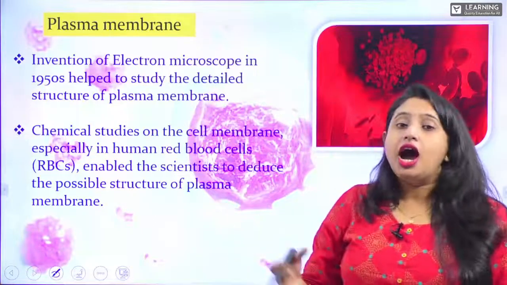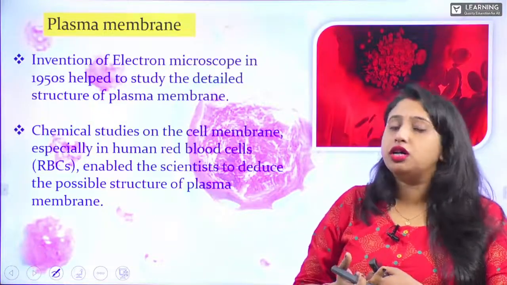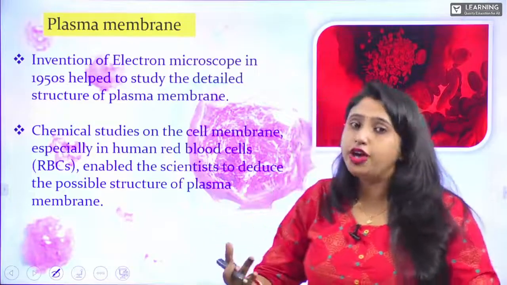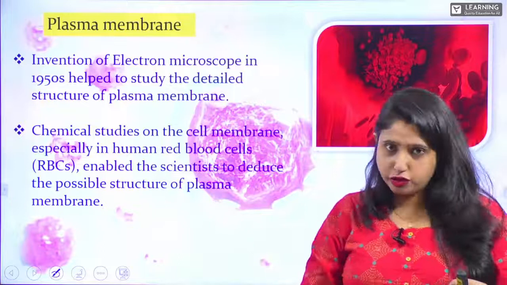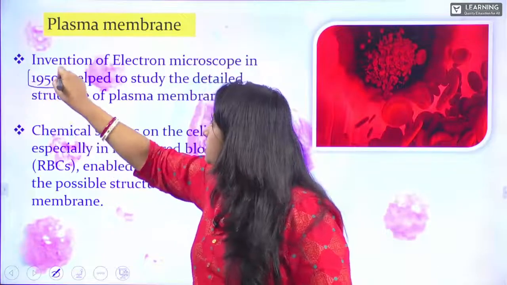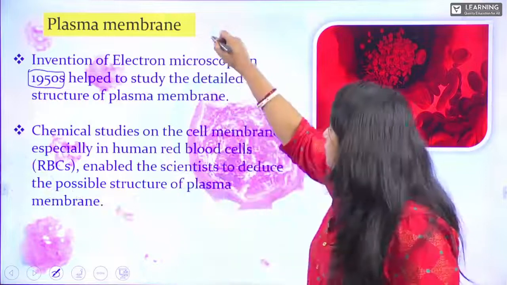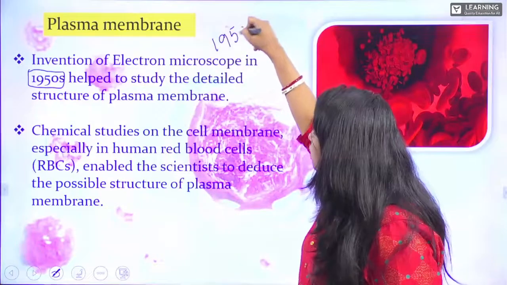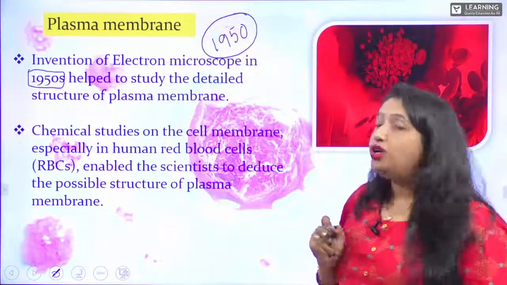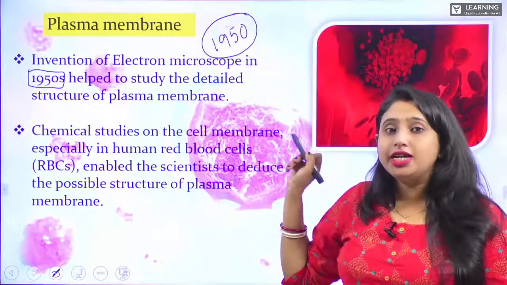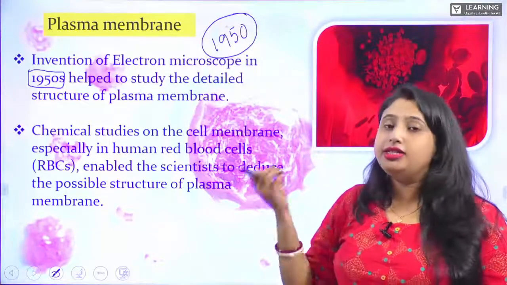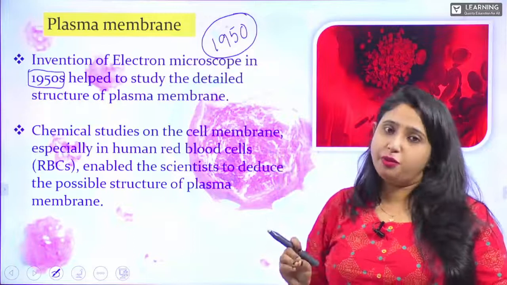So next, how was this plasma membrane discovered? As I said, it was discovered after the invention of the electron microscope. The electron microscope was invented in the year 1950. After that, the detailed study of the plasma membrane was done.